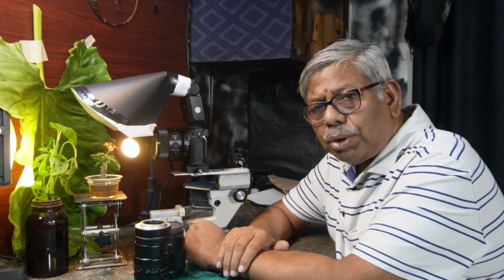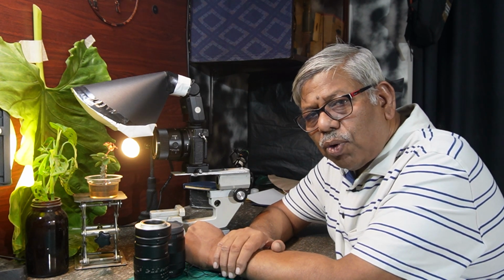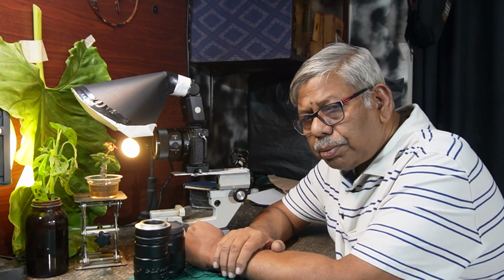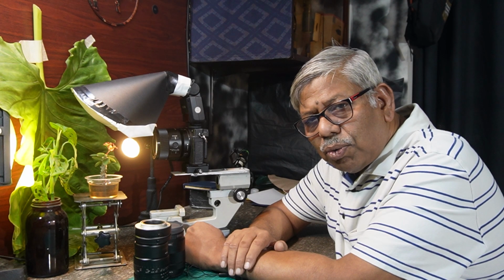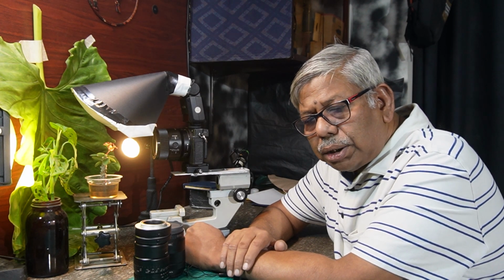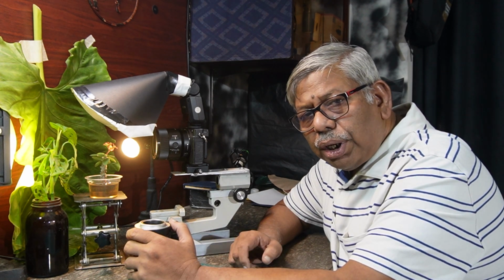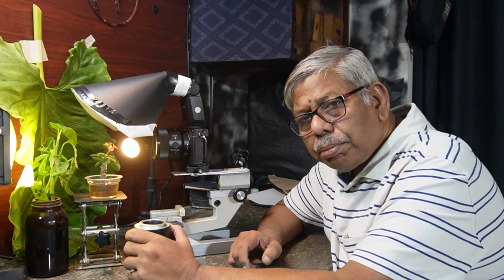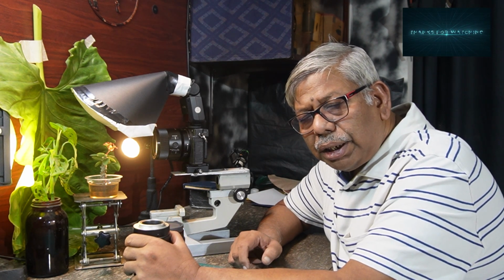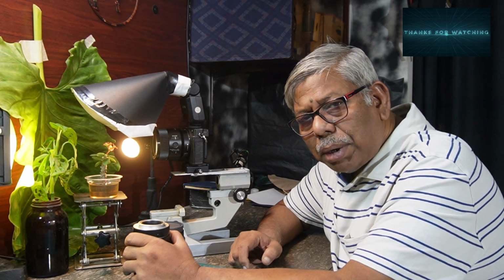Now let me start today's topics. 5 minor mistakes. Number 1, not using a macro lens. For macro photography, you must use a macro lens. But why am I not telling this as a major mistake? This is a minor mistake.